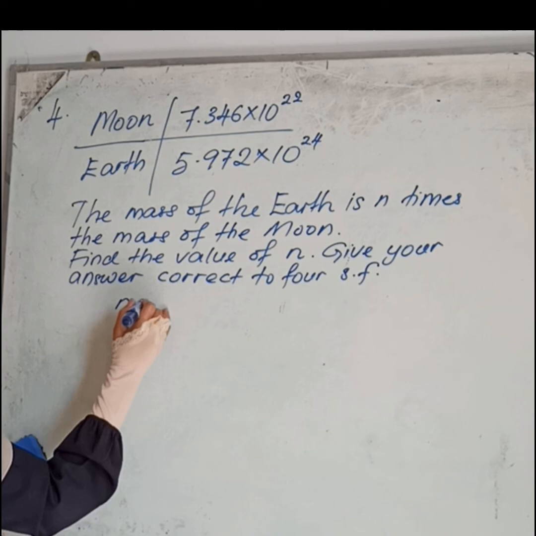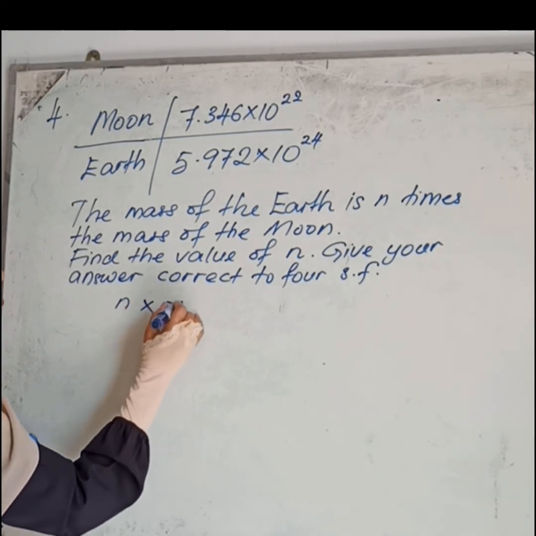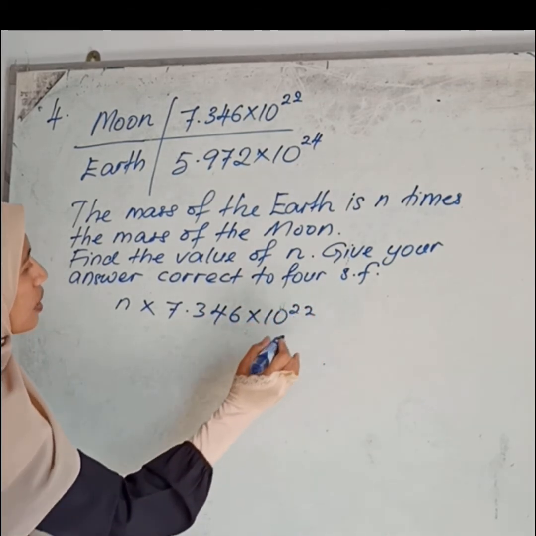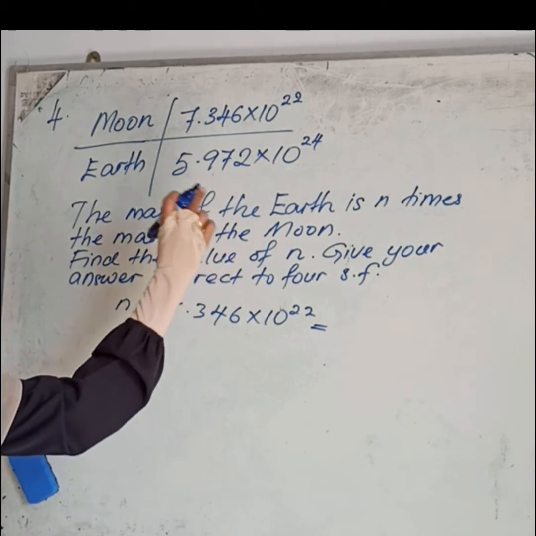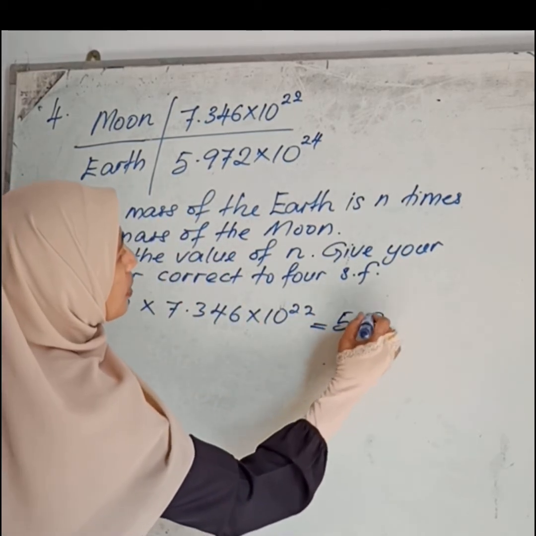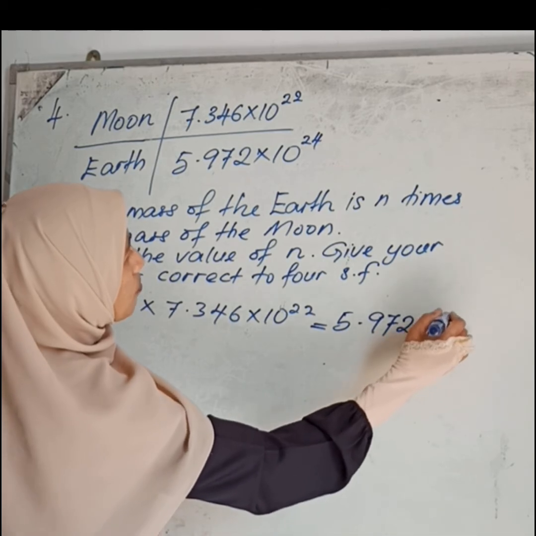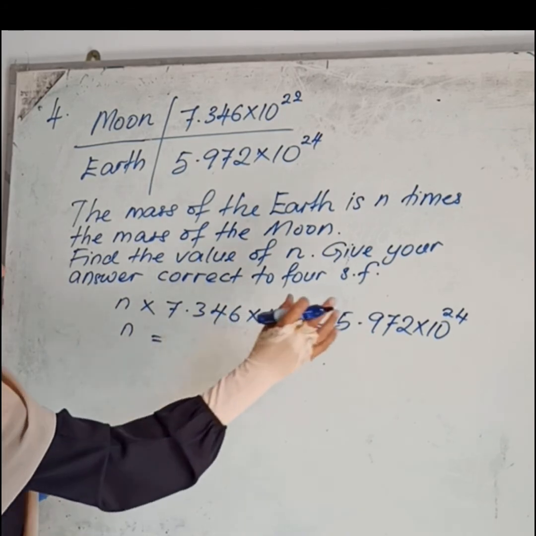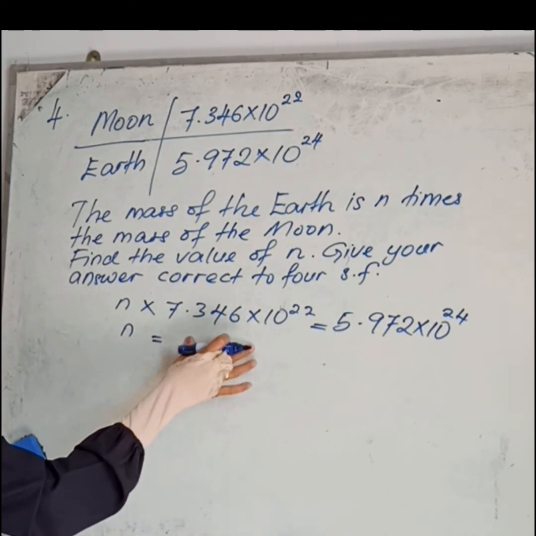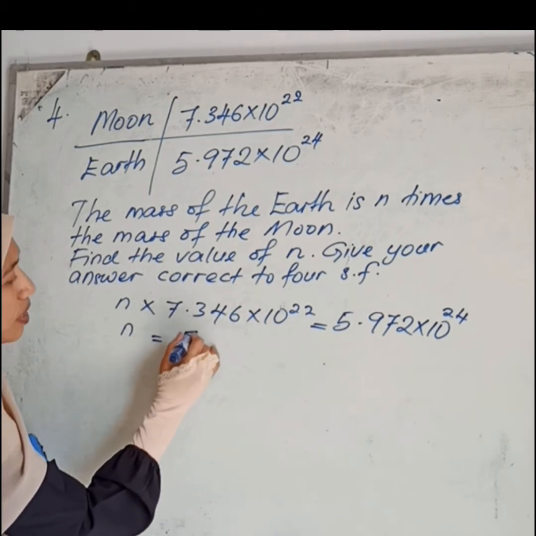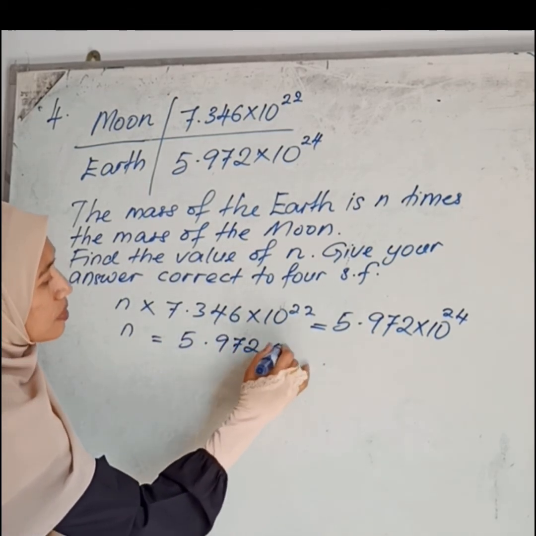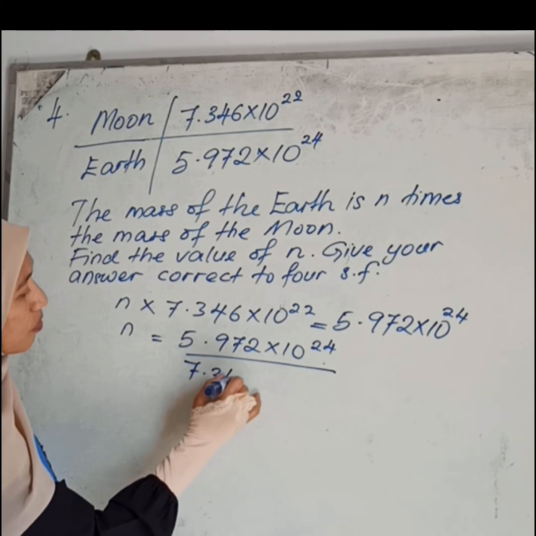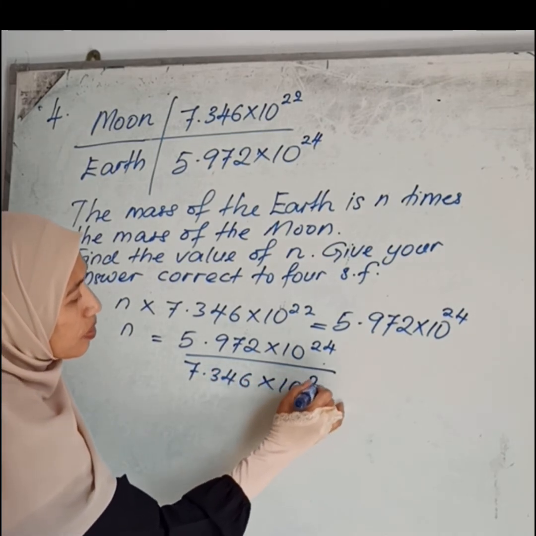So n times the mass of the moon, 7.346 times 10 to the power of 22, equals the mass of the earth, 5.972 times 10 to the power of 24. So the value of n is the mass of the earth per the mass of the moon. So 5.972 times 10 to the power of 24 per 7.346 times 10 to the power of 22.